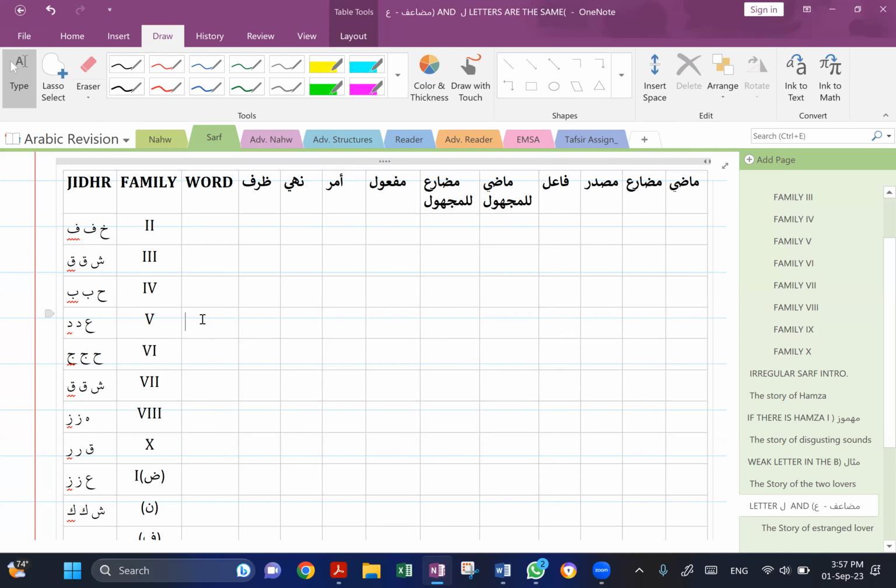تعلم. تعدد يتعدد تعددا فهو متعدد. تعدد يتعدد. متعدد. الأمر منه تعديد.